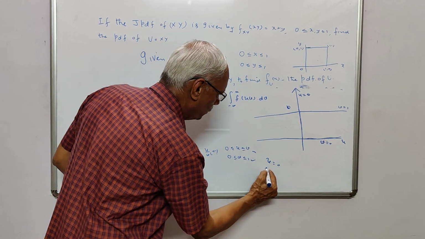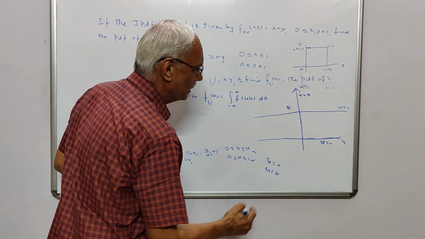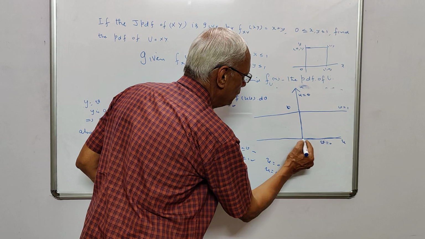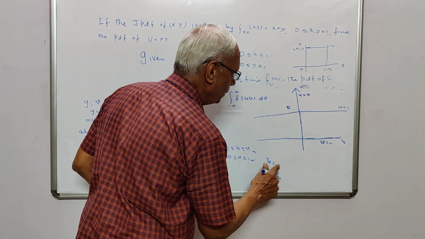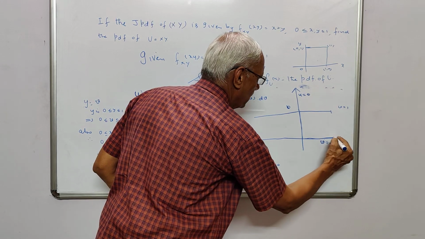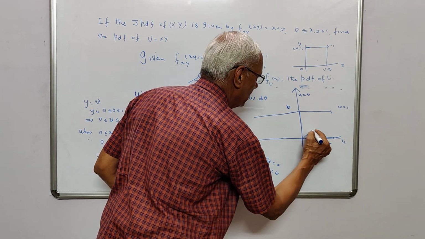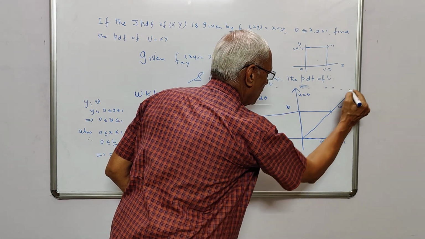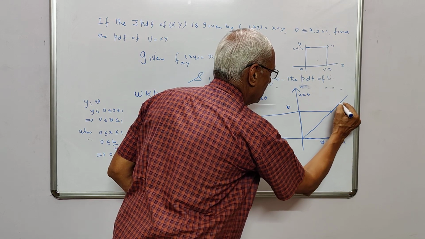And you draw this u is equal to v line. What is the u is equal to v line? u is equal to 0 means v is 0, u is equal to 1 means v is 1. So you see that I'll put it like this, 1, 1. So you see that this will be going like this.